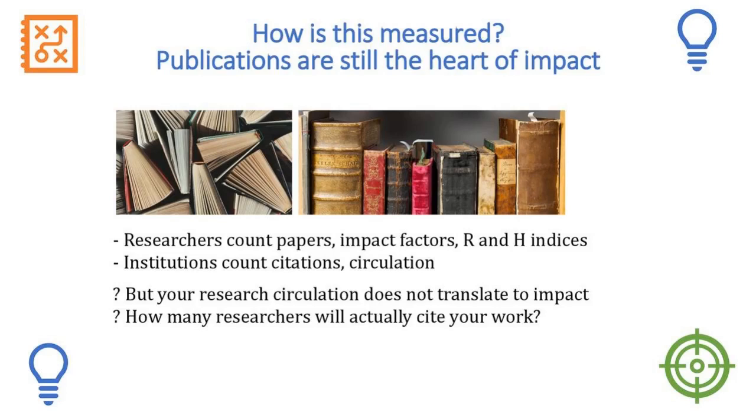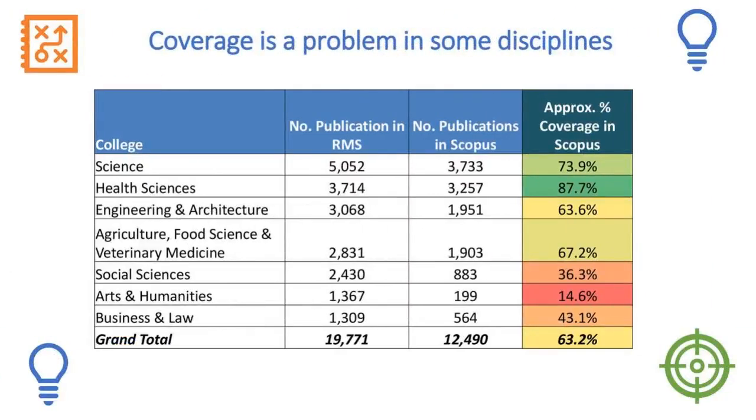So let's have a think about this for a bit. How does your research circulation translate to impact? How many researchers are actually going to read and are actually going to cite your next paper? It's very important to consider this, especially because impact as a citation metric is not even across different academic disciplines.